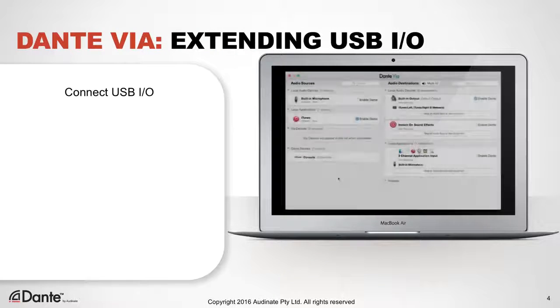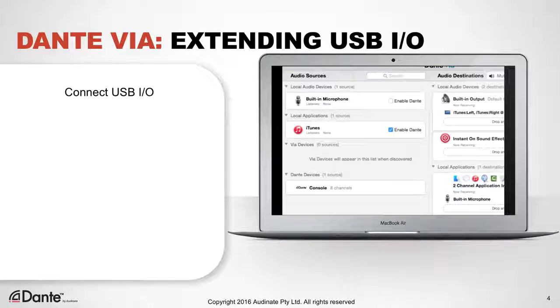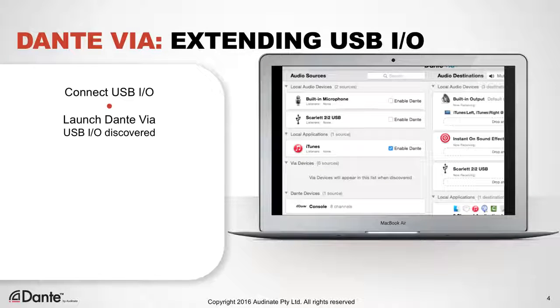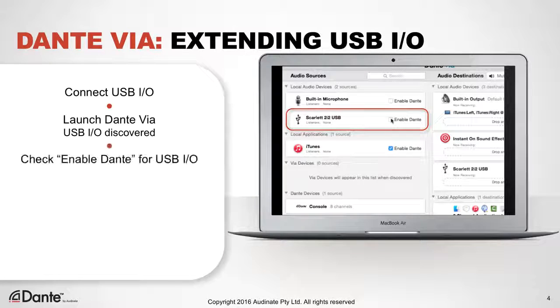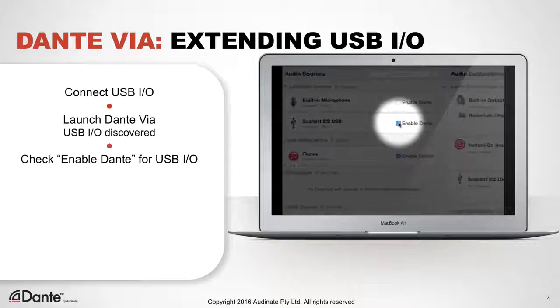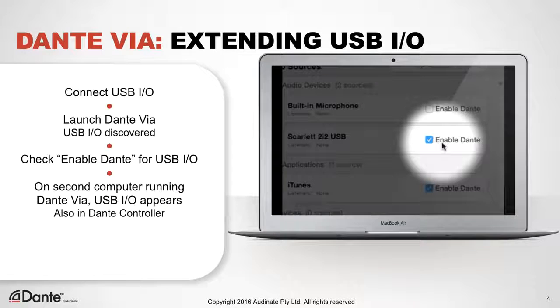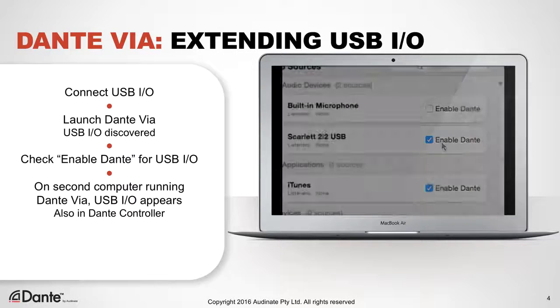Here's a demonstration on how to Dante enable a USB. Here we've plugged a USB into this computer. When we open Dante Via and start it, we see that the USB is automatically discovered. Like Dante Networks, Dante Via automatically discovers any connected audio device or running application that is audio capable.